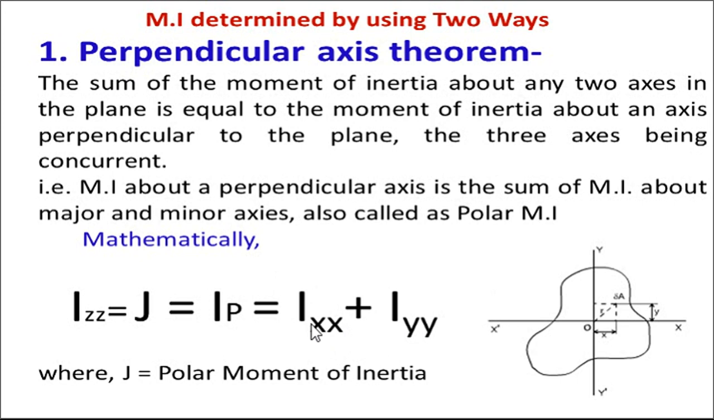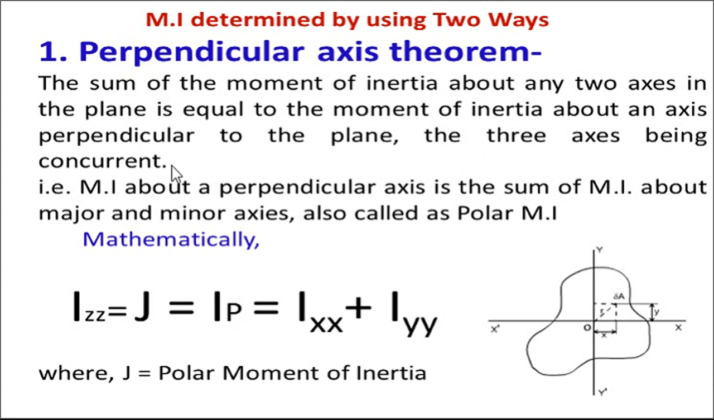Moment of inertia is calculated around one of the axes. The moment of inertia about one axis will be the addition of the moment of inertia of the other two axes. Same thing I have written here: the sum of moment of inertia about any two axes in the plane is equal to the moment of inertia about an axis perpendicular to the plane, the three axes being concurrent.